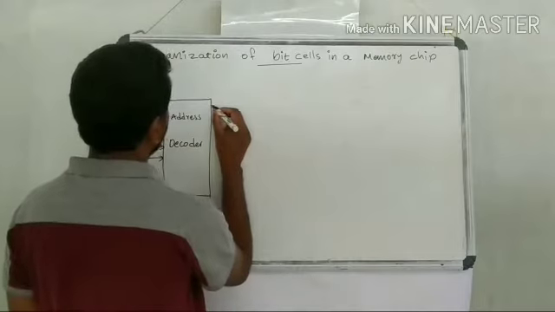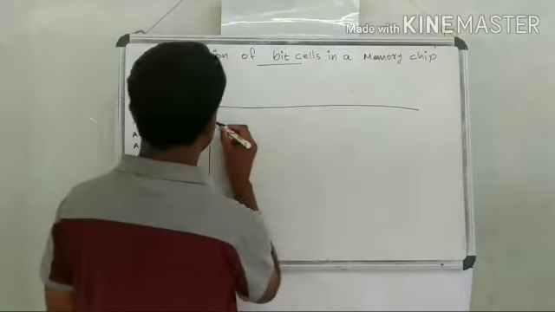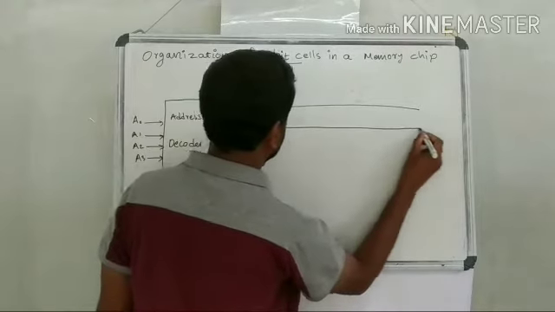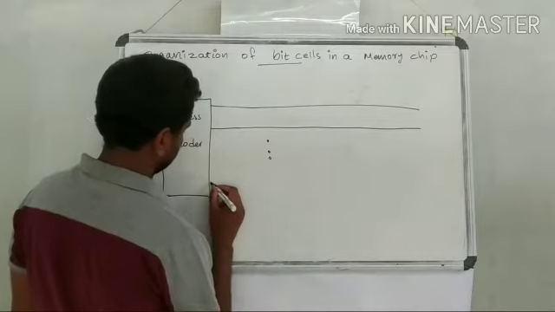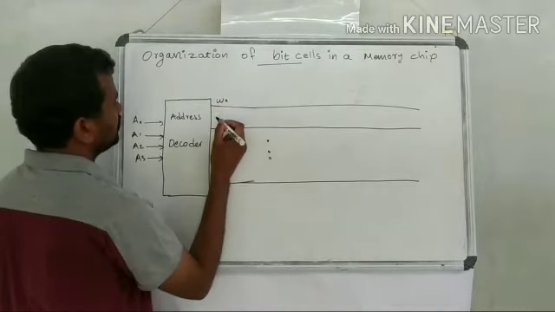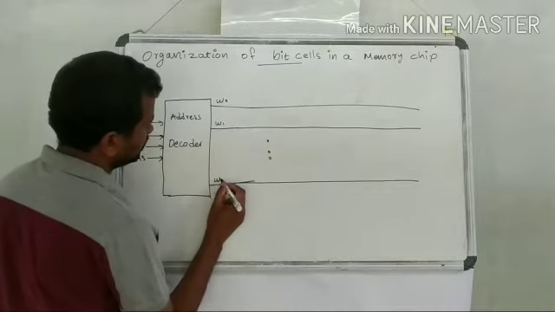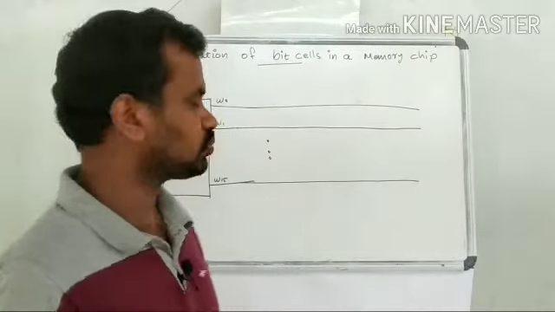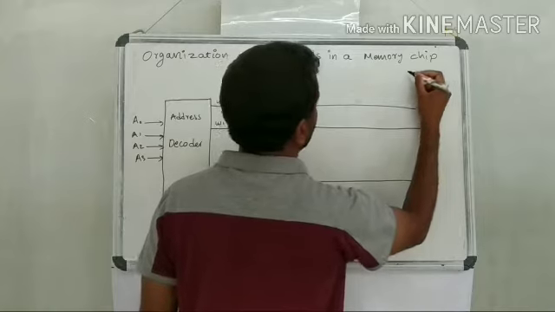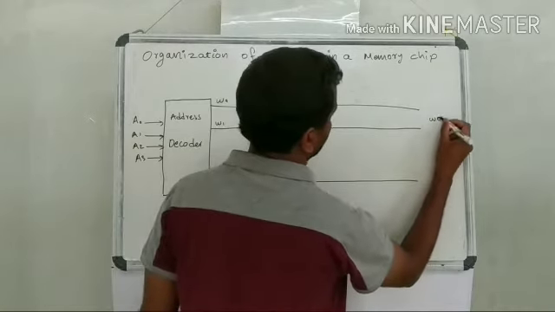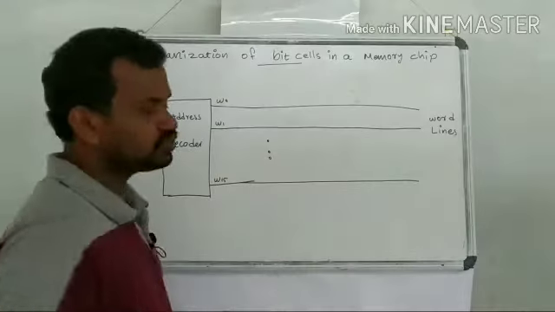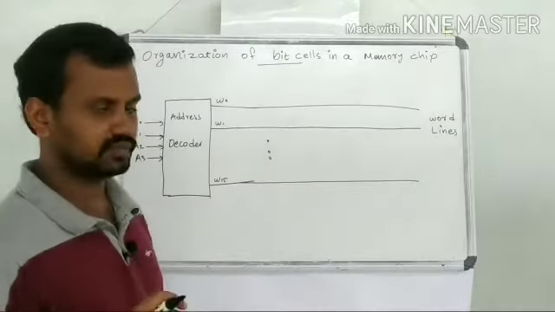Then the output of the decoder will be a set of output lines. We can represent them as W0, W1 up to W15. We will have 16 output lines corresponding to the 4 address lines. These are known as word lines, and these lines are used to activate one row within the memory chip. We will explain that later.